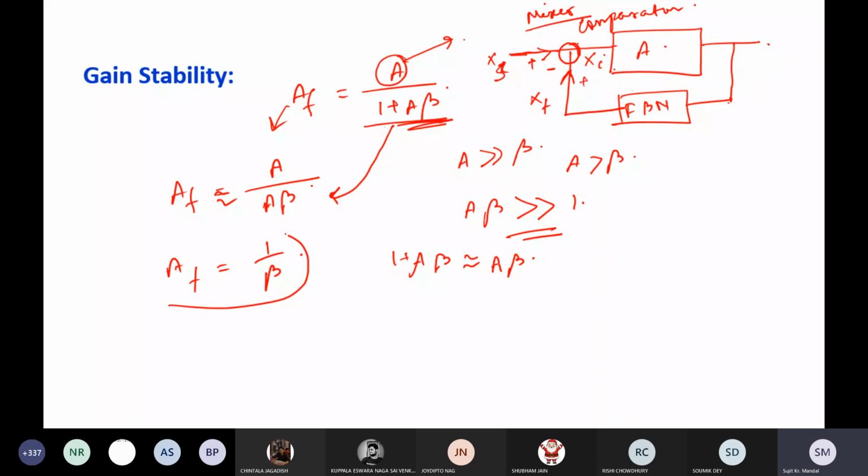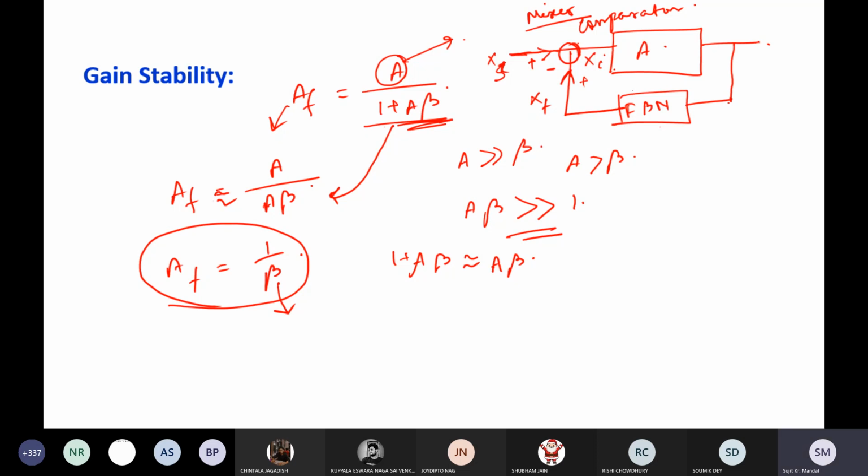So what you can see here is that the overall gain of the amplifier with feedback does not depend on the amplifier gain, whereas it depends on the feedback network, that is, the feedback factor. The feedback factor basically depends on the feedback network. Now, if we make the feedback network a stable one, which does not depend on any environmental changes, then the overall gain of the amplifier with feedback is more stable.